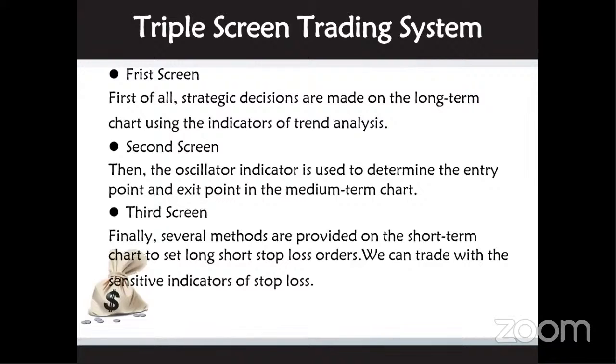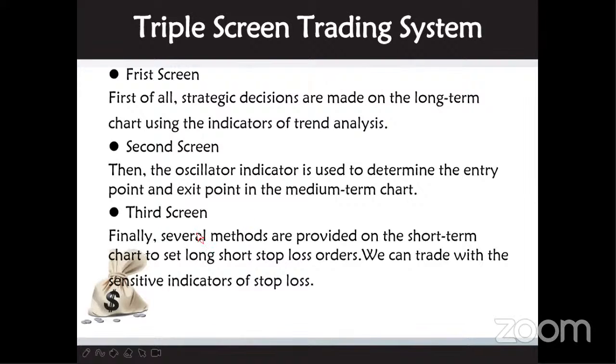We just use some common trend indicators to replace it. Very simple one. Later we can learn it. We will learn it. And the second screen, which is the oscillator indicator, is used to determine the entry point and the exit point in the medium-term chart.